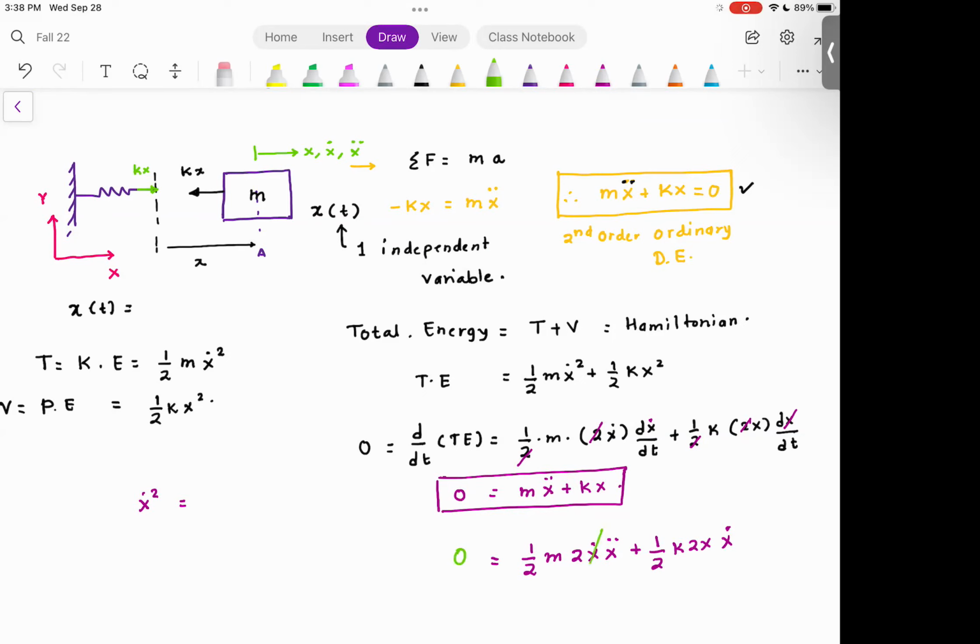So can you see that this x dot, this x dot gets cancelled, this gets cancelled, this gets cancelled, and now you have m x double dot plus kx is equal to 0. Does that make sense? Yeah.